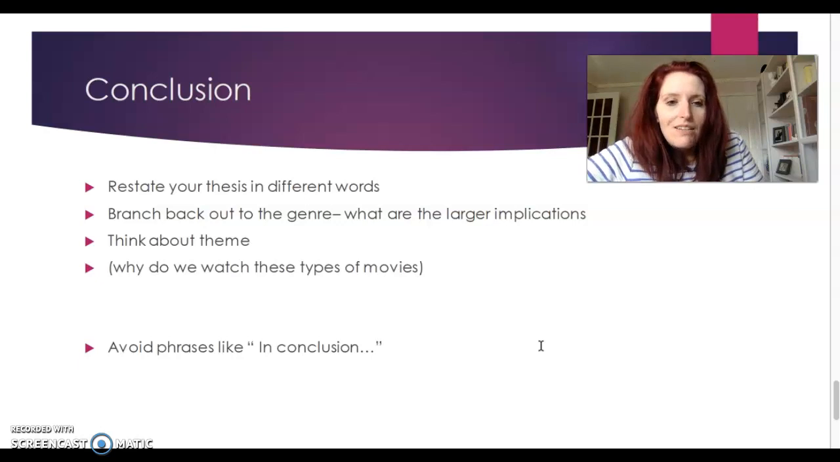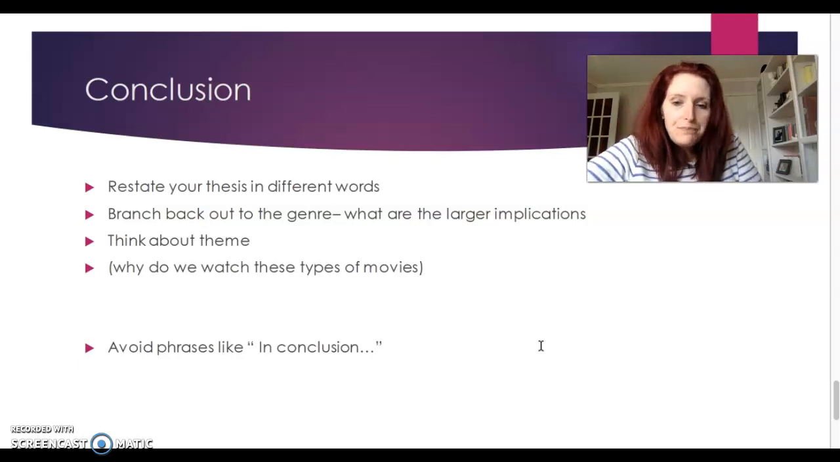And this is just an aside for me. Please avoid phrases like in conclusion. If it's your last paragraph, I can tell it's a conclusion. It's a big pet peeve of mine to see the phrase in conclusion in the conclusion paragraph.